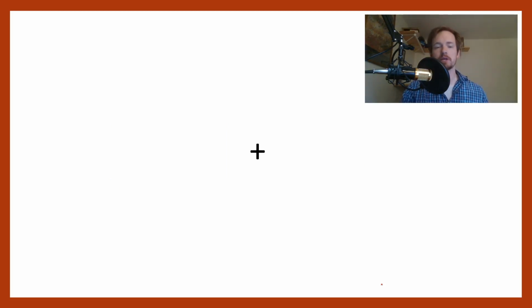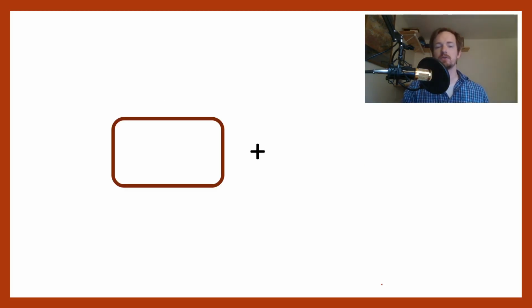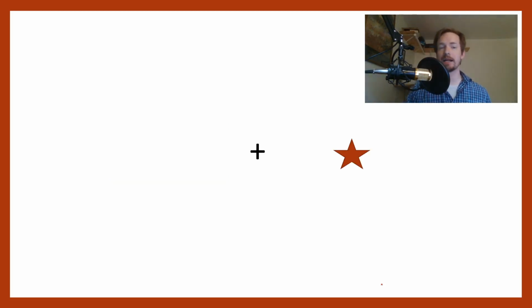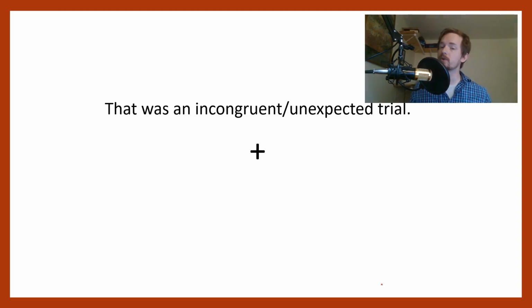Just to show you one more time, you got the fixation cue, you see the distractor on the left, you see the target on the right. What kind of trial is that? If you said incongruent trial, you are correct. All right, so let's look at the results here.